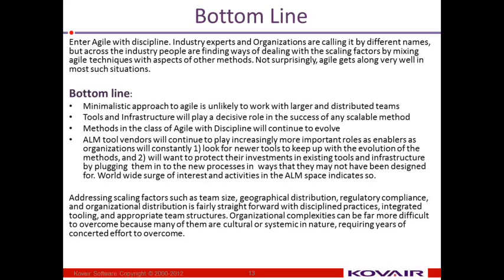So the bottom line is that the minimalist approach to Agile is unlikely to work with large and distributed teams. Tools and infrastructure will play a decisive role in the success of any scalable Agile adaptation. Methods in the class of Agile with discipline will continue to evolve. And ALM tool vendors, ALM stands for Application Lifecycle Management, will continue to play an increasingly more important role as enablers in this process, as organizations will constantly look for newer tools to keep up with the evolution of the methods. And number two is that they will always want to protect their investment in existing tools and infrastructure by plugging them into newer processes in ways that were not initially thought of when those systems were put in place.